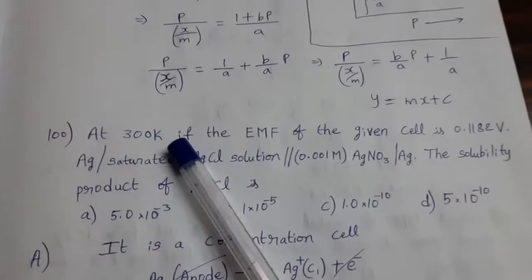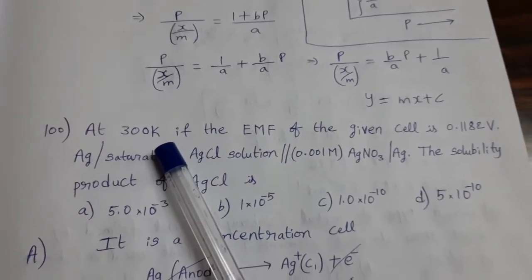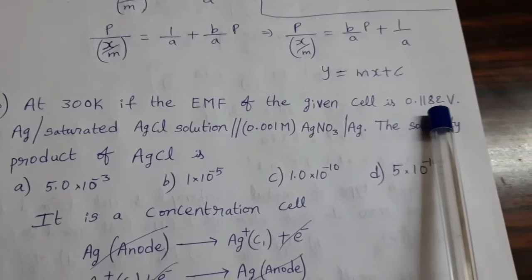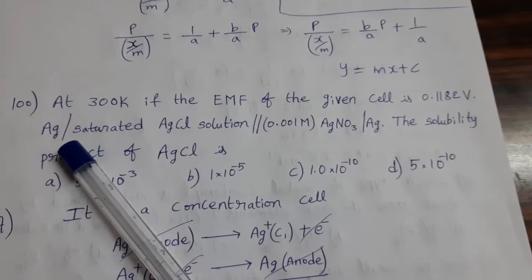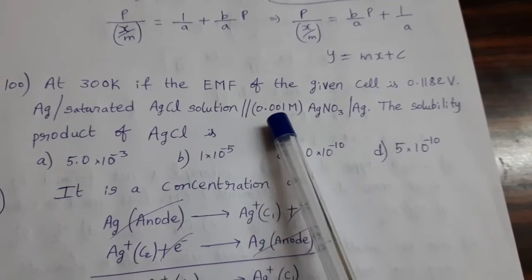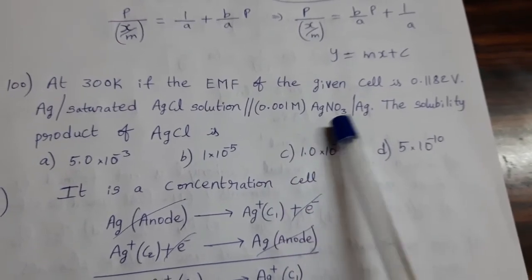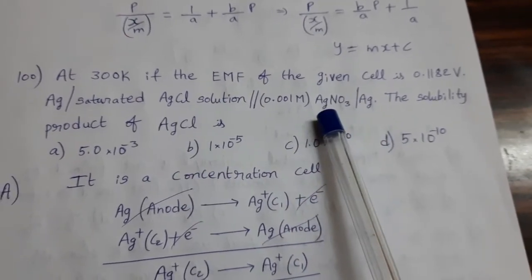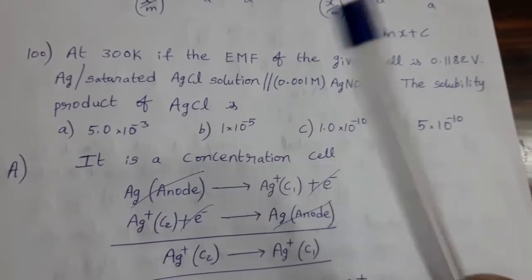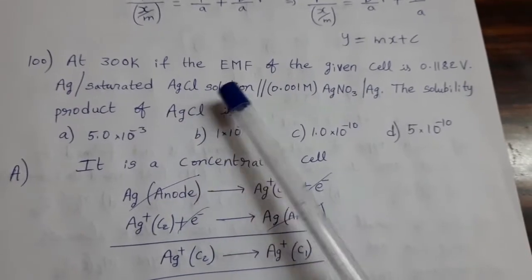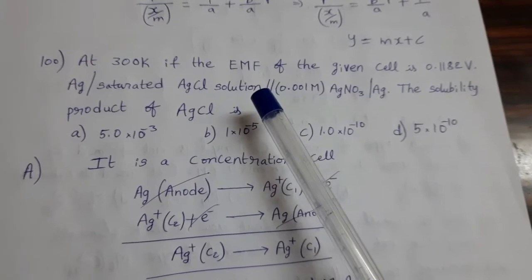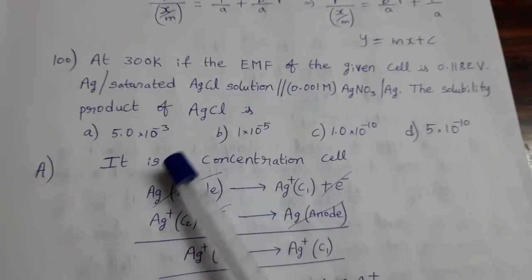Next, at 300 Kelvin, if the EMF of the given cell is 0.1182 volts, Ag, saturated AgCl solution, 0.001 molar AgNO3, Ag. This is the cell representation. The solubility product of AgCl is? Here both cathode and anode are the same metal, silver. Silver acts as both cathode and anode, so it is a concentration cell.